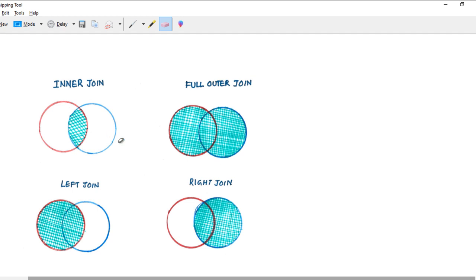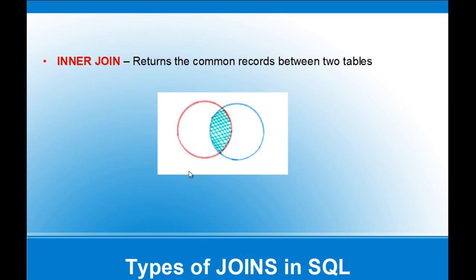So let's understand the definitions again. Inner join returns the common records between the two tables. So if this is table A and this is table B, inner join, or you can just write join as well, both are the same, gives the common records, that is, the matching records between these two tables. That gives the inner join.